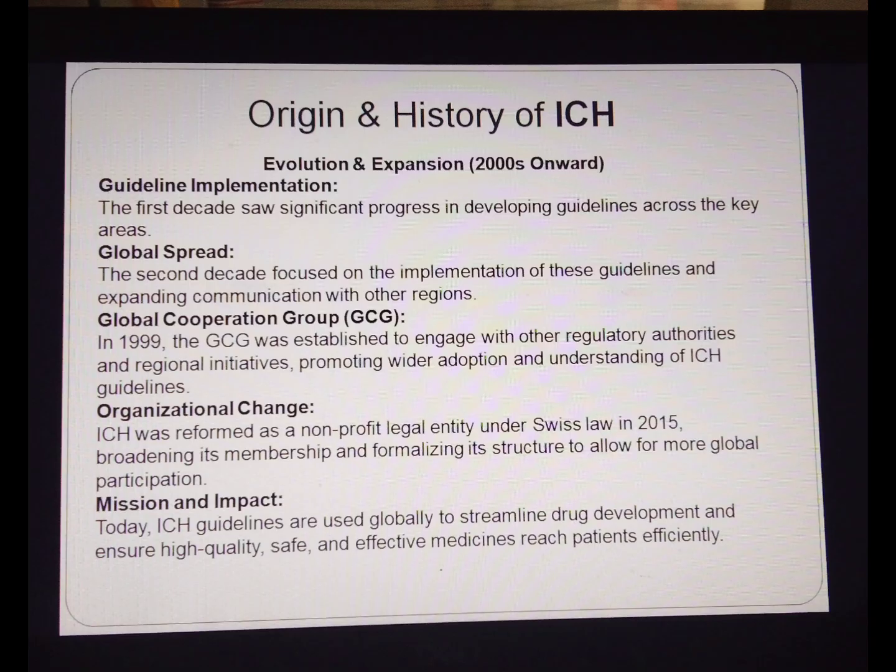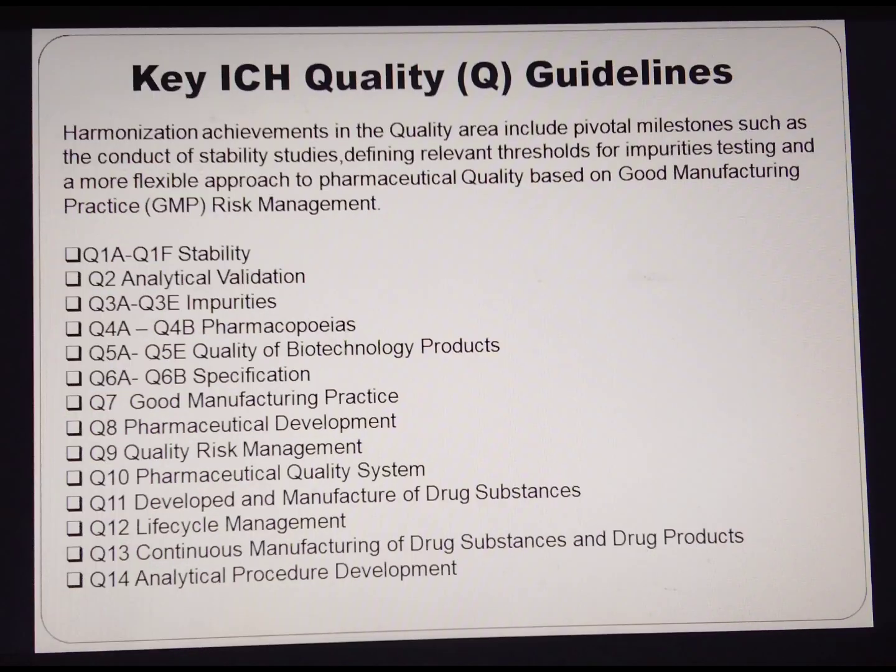Key ICH quality guideline. Harmonization achievement in the quality area includes pivotal milestones such as the conduct of stability study, defining relevant threshold for impurity testing, and a more flexible approach to pharmaceutical quality based on good manufacturing practices, risk management. Q1A to Q1F stability. Q2 analytical validation. Q3A to Q3E impurity. Q4A to Q4B pharmacopoeias.